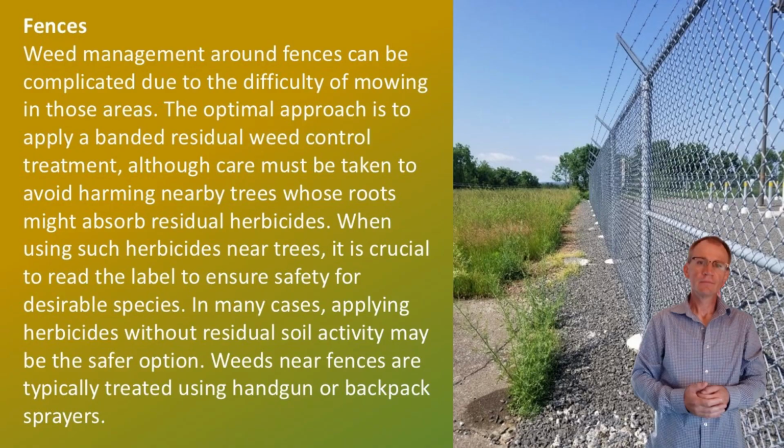Signposts and delineators. Similar to guide rails, signposts and delineators are embedded in soil or asphalt and are susceptible to rust due to surrounding weeds. Mowing around these structures is typically not feasible. When anchored in asphalt, treatment of the base, cracks, and crevices is essential. Non-selective herbicides are usually applied around the posts to facilitate more efficient mowing.